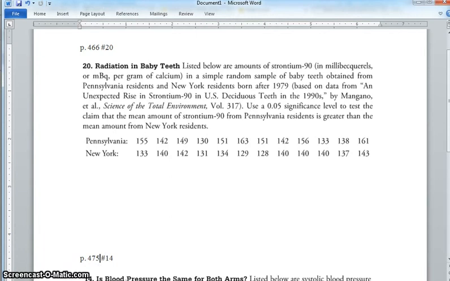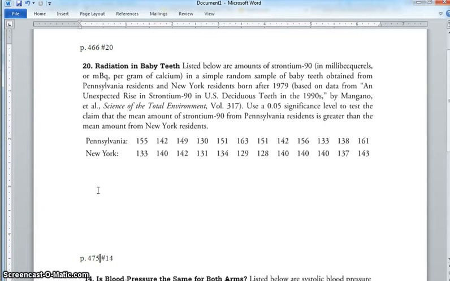Okay, so here are solutions to the homework for the two-sample t-test and the paired t-test. So in this first problem, they want us to test the claim that the mean amount of strontium-90 from Pennsylvania is greater than the mean from New York. So Pennsylvania greater than New York is what we're testing.